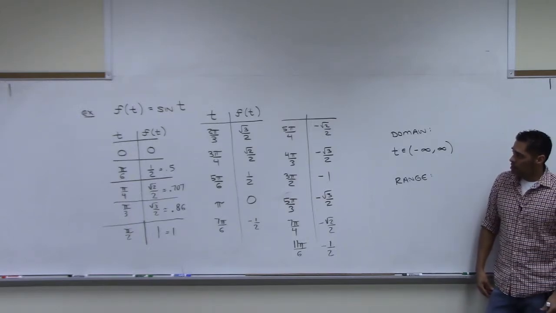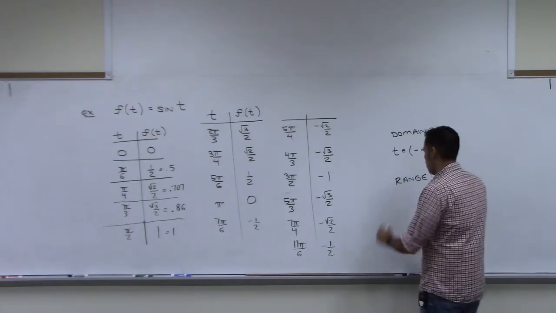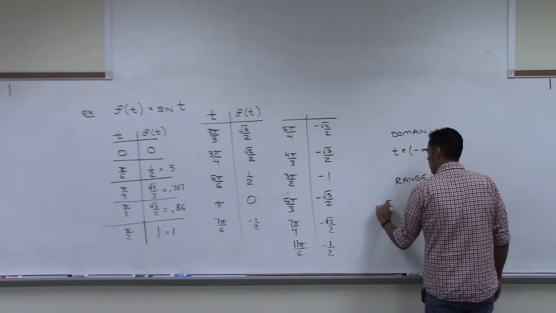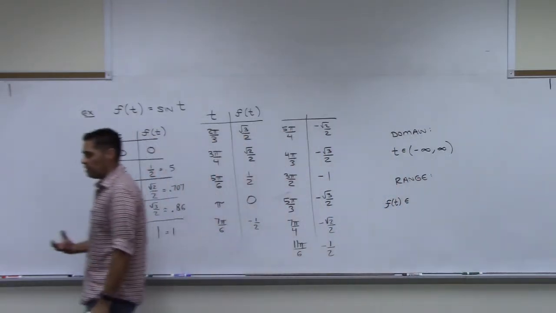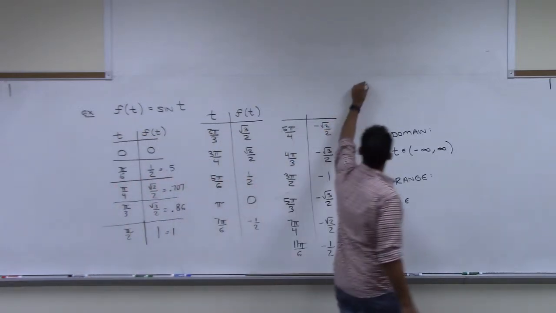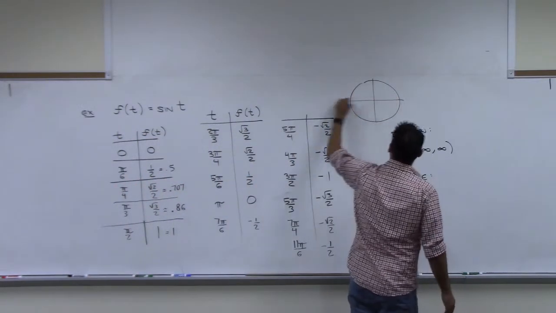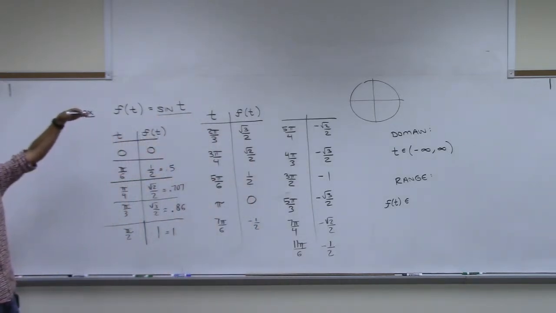All right, what about the range? The outputs, right? Instead of putting y, I'm going to put f of t must be an element of. So my outputs must be an element of what? 0 to infinity? Negative 1 to 1? What do you all think? If we're on the unit circle and the sine function spits out the y-coordinate, what's the largest y-coordinate I can have on that unit circle? 1.